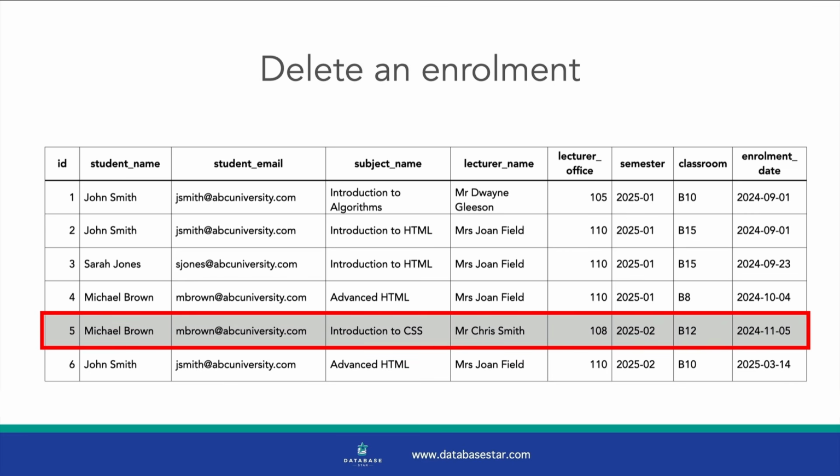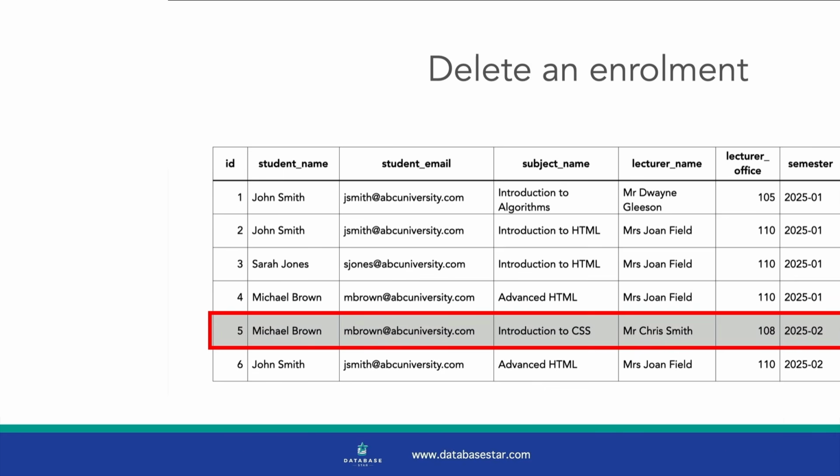If we delete this record for Michael Brown, who is the only student in the subject of Introduction to CSS, then we lose all record of the lecturer Mr. Chris Smith and that he teaches that subject. We shouldn't lose this information if we delete an enrolment. We should be able to keep it. This is called a delete anomaly.